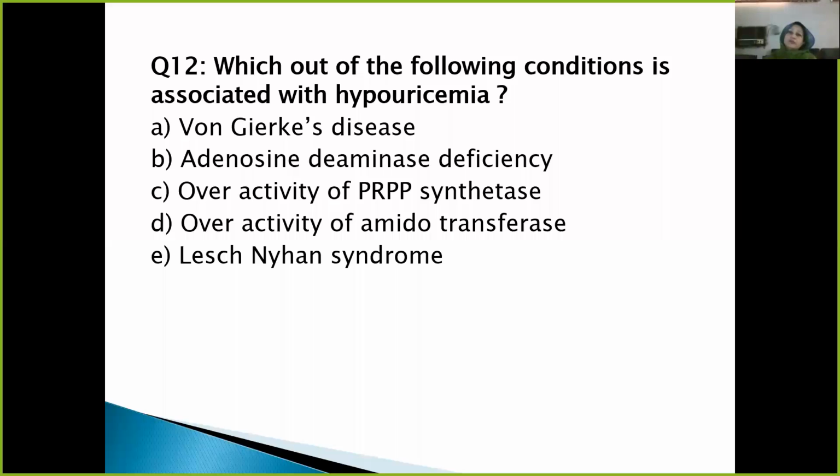Question 12. Which of the following conditions is associated with hypouricemia? Von Gierke's disease, adenosine deaminase deficiency, overactivity of PRPP synthetase, overactivity of amidotransferase, Lesch-Nyhan syndrome.